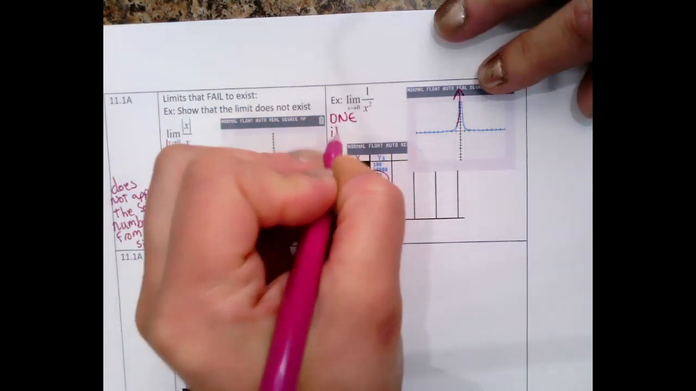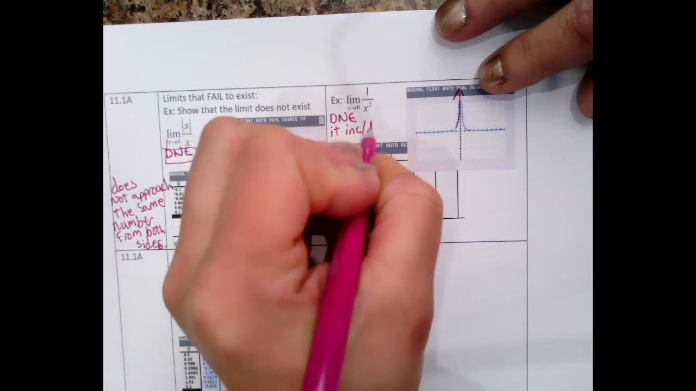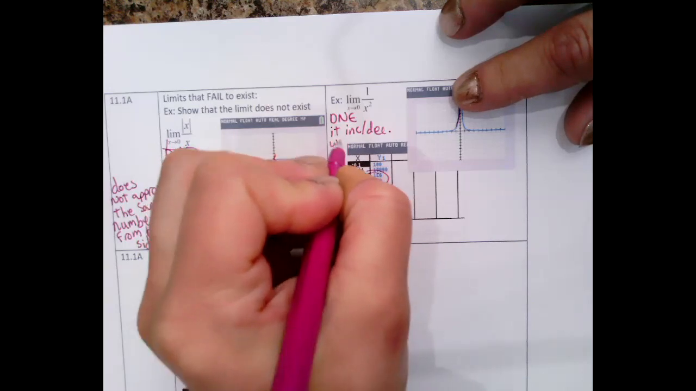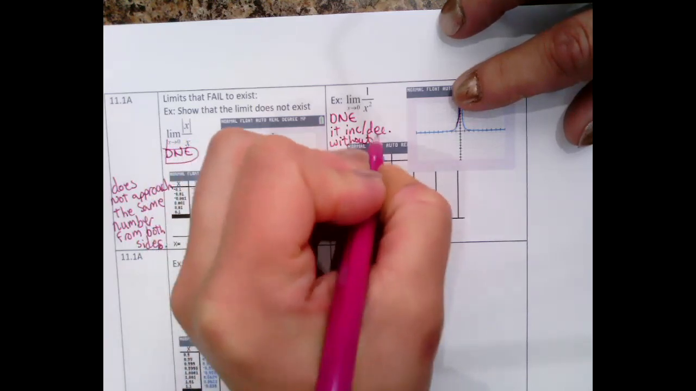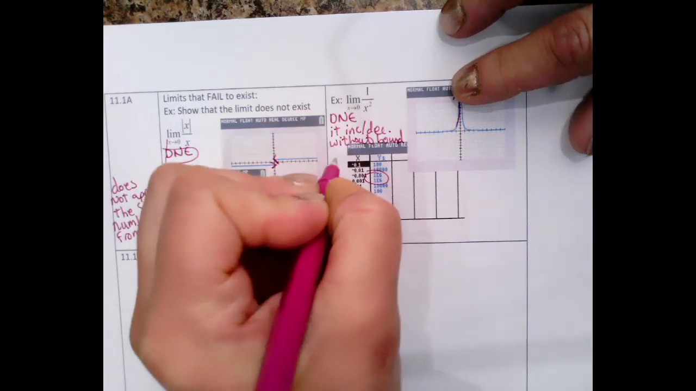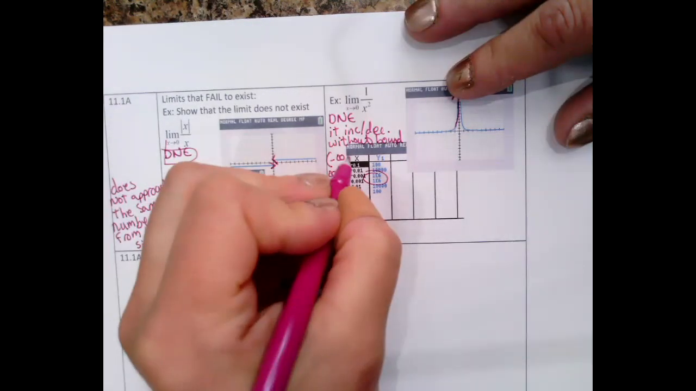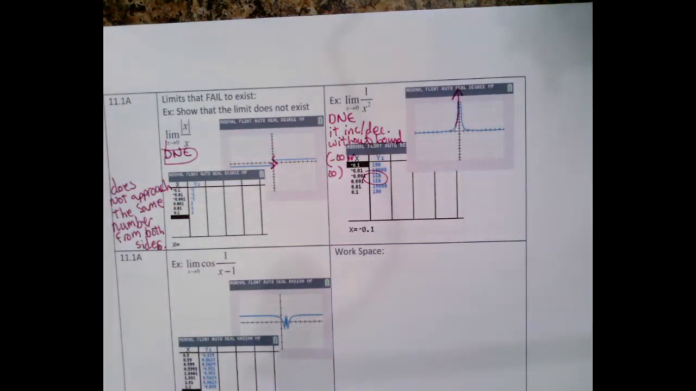The reason is it increases, or in some cases it would decrease. This one actually increases without bound, meaning it goes to infinity. So negative infinity or positive infinity.